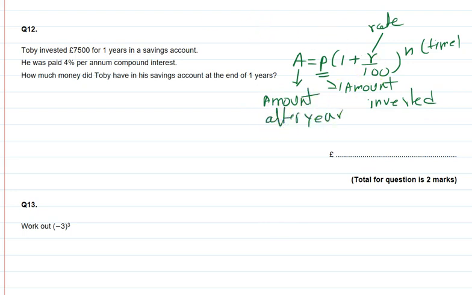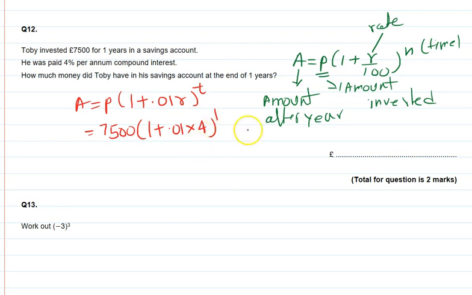Yeah, you can write this formula in this way as well. A equal to P times (1 plus 0.01 R) to the power time. So if you see, this amount is invested, like 7,500, 1 plus 0.01 times 4, and for 1 year. So if it is 2 years, then we'll put 2. If it is 3 years, we'll put 3. Yeah, so it is for 1 year.